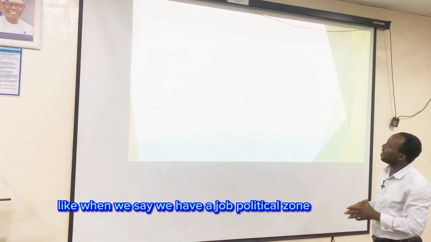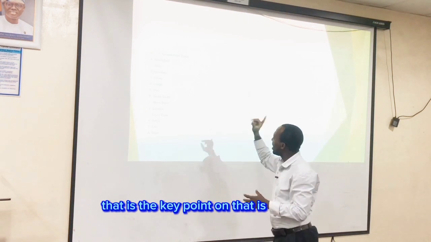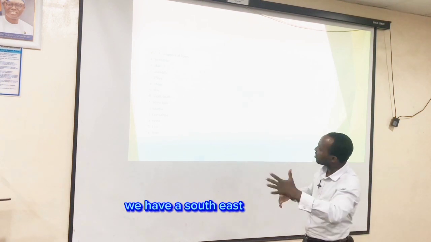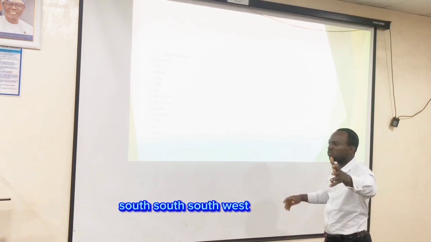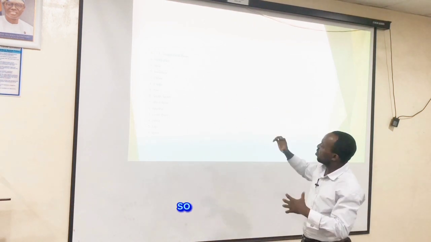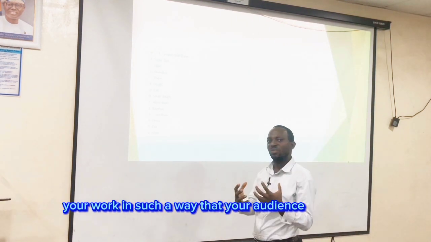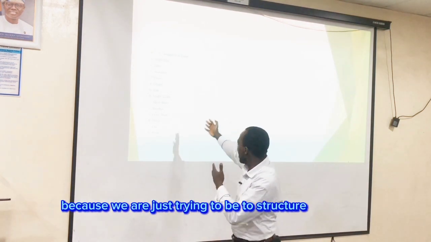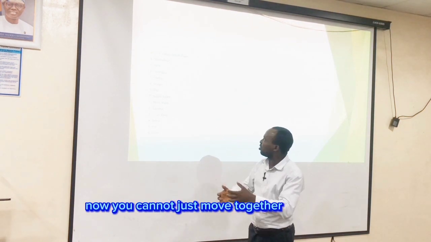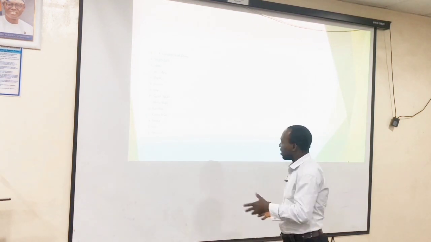When we say we have a geopolitical zone, that is the key point. Under number one, we have A: southeast, south-south, southwest. Under southeast, we now have our numbering. So you must be able to organize your work in such a way that your audience will understand, because we are just trying to structure our presentation. You cannot just mangle it together. It will confuse your audience.